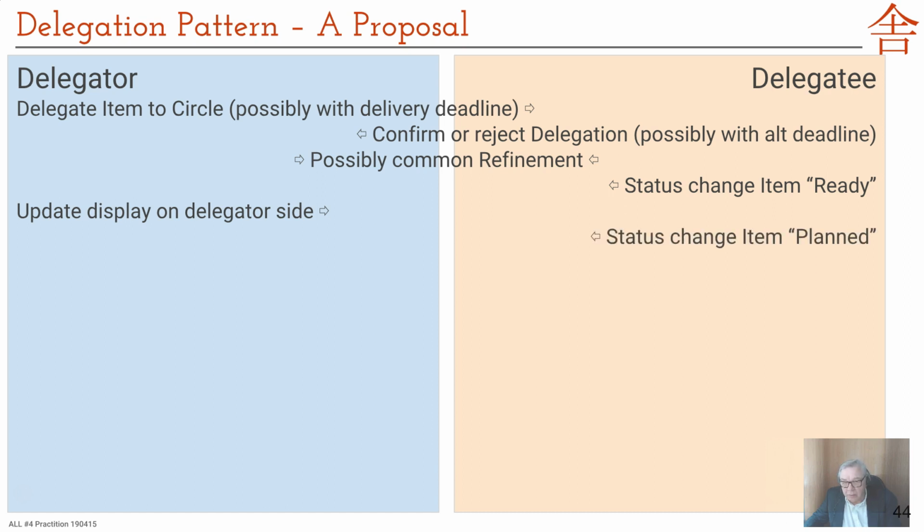And when they've then planned it, that means they've either put it in a sprint if they do Scrum, or they put it on a Kanban board if they just do continuous flow.